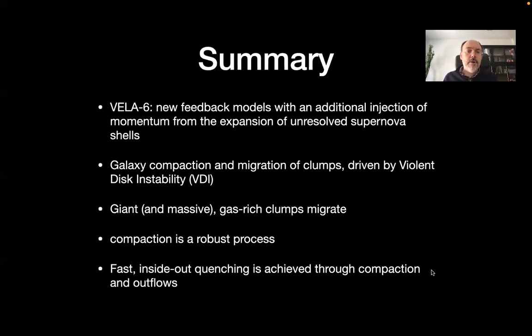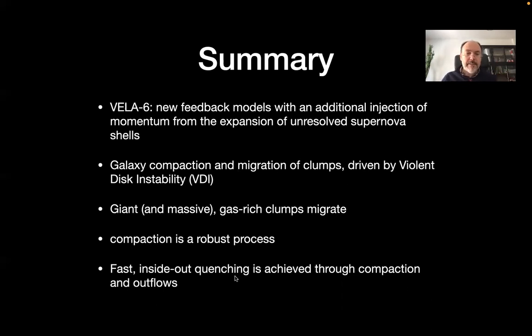So the summary of this talk: we are now analyzing a new set of simulations, VELA 6, with new models of feedback, especially with the addition of injection of momentum from the expansion of unresolved supernova shells. So basically it's a kinetic feedback mode with the same initial conditions. So we are able to compare different models of feedback. We found the galaxy compaction and migration of clumps are mostly driven by violent disk instability. These giant and massive gas-rich clumps now migrate, or move around, the galaxy. And compaction is a robust process. This happens in all these massive simulations.